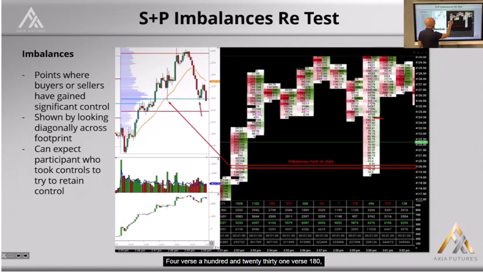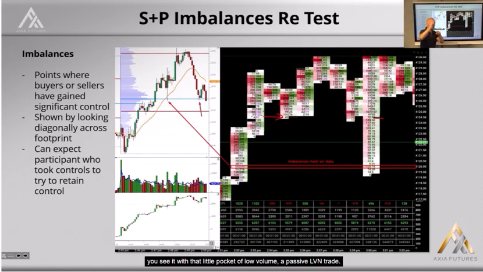4 versus 120, 31 versus 180. Very, very obvious buy imbalance. In this instance, 0 versus 162. Very clear strength. As such, the market uses this as the support area. Why? Because this is the area that buyers have the control. You see this in reality when you see it on a ladder.